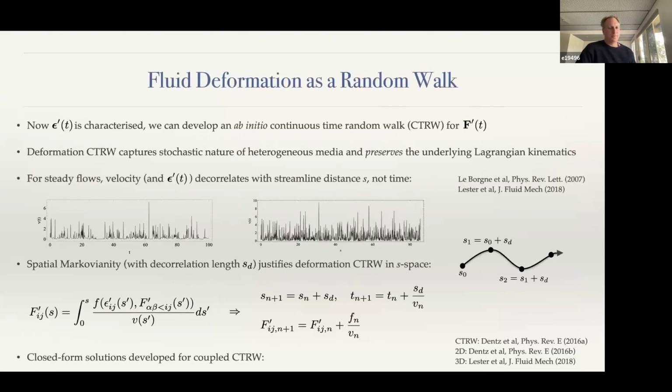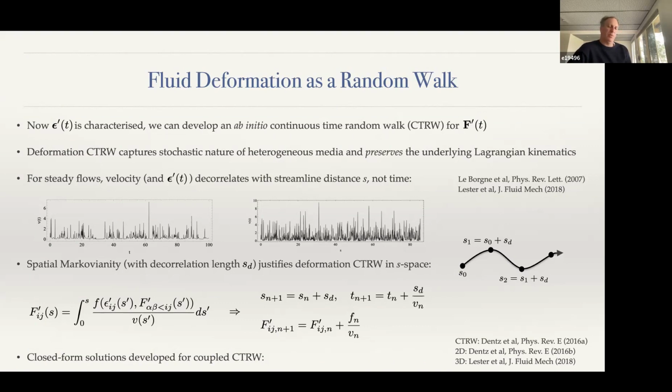For steady flows, if we assume that we've characterized the velocity gradient tensor, we can then develop an ab initio, from first principles, continuous time random walk for the deformation gradient tensor. This deformation CTRW captures the stochastic nature of heterogeneous media, but also preserves the underlying Lagrangian kinematics. For steady flows, and especially steady flows in porous media, because remember the porous medium dictates the structure of the flow, the velocity itself and the elements of the velocity gradient tensor decorrelate with distance along a streamline, not time.